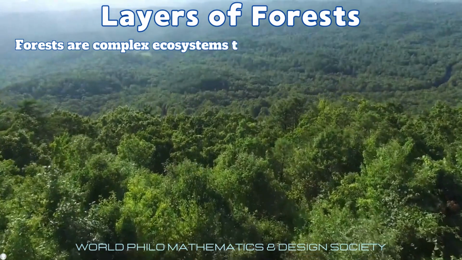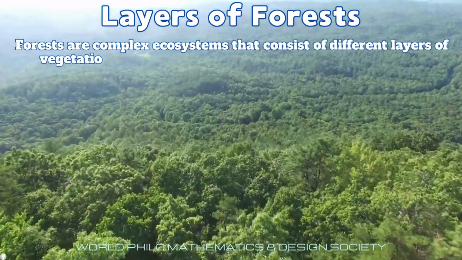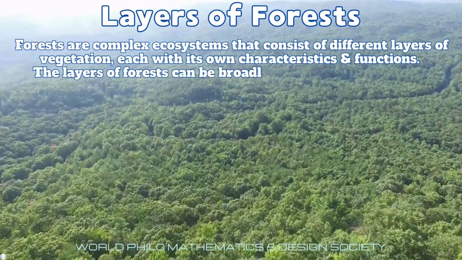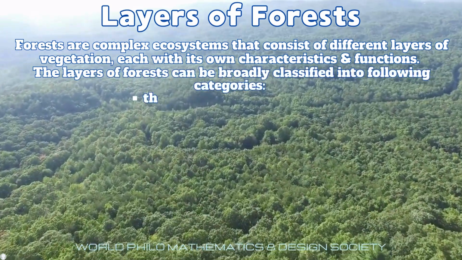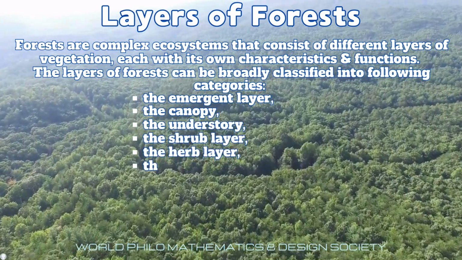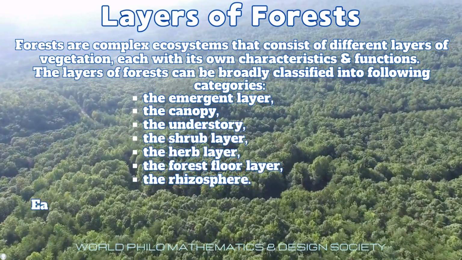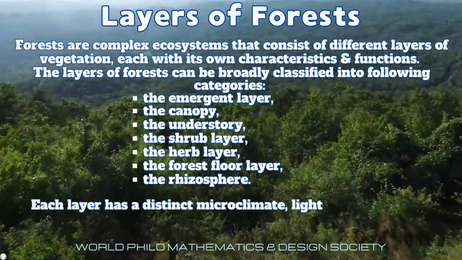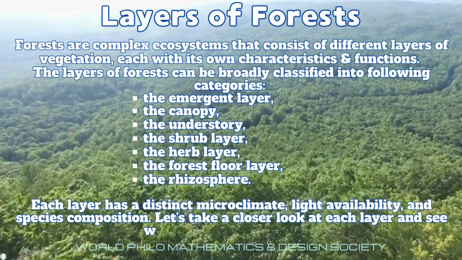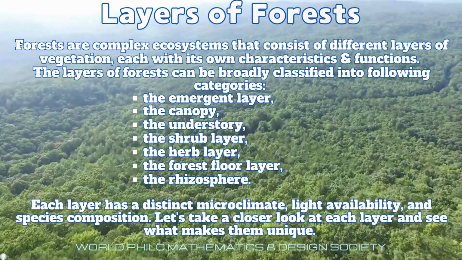Forests are complex ecosystems that consist of different layers of vegetation, each with its own characteristics and functions. The layers of forest can be broadly classified into the following categories: the emergent layer, the canopy, the understory, the shrub layer, the herb layer, the forest floor layer, and the rhizosphere. Each layer has a distinct microclimate, light availability, and species composition. Let's take a closer look at each layer and see what makes them unique.